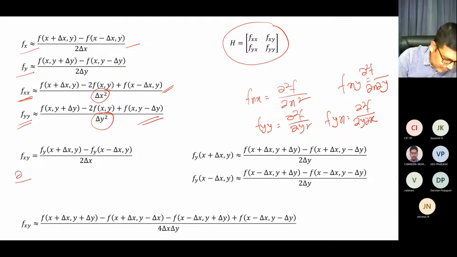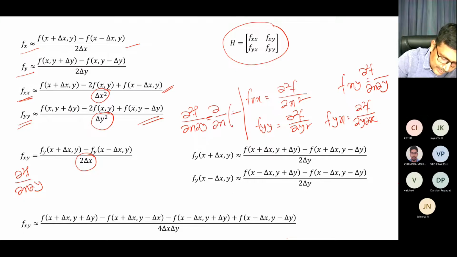Now this is your del square f by del x del y. So what I can do basically is write this as fy at x plus delta x and y minus fy at x minus delta x and y, divided by twice delta x. So this is the first derivative. What I'm doing here is writing del square f by del x del y, which is equal to del by del x of del f by del y.